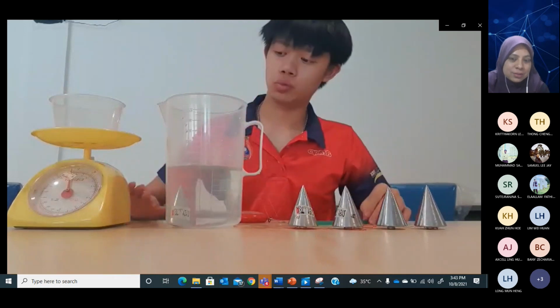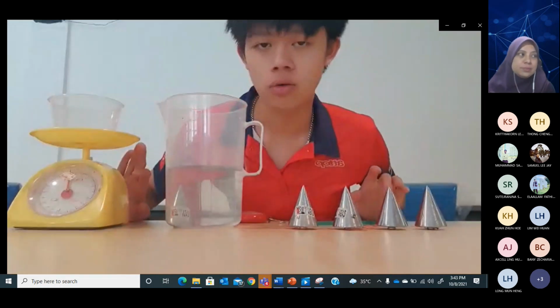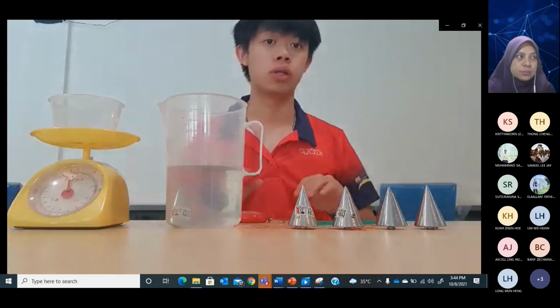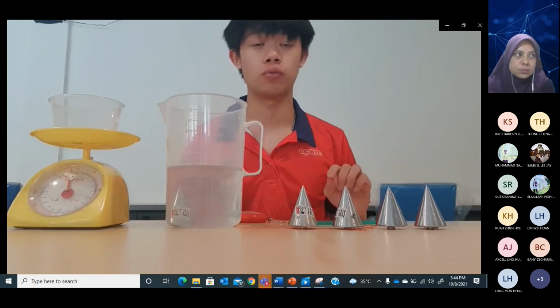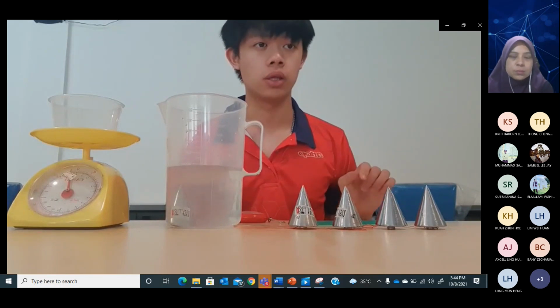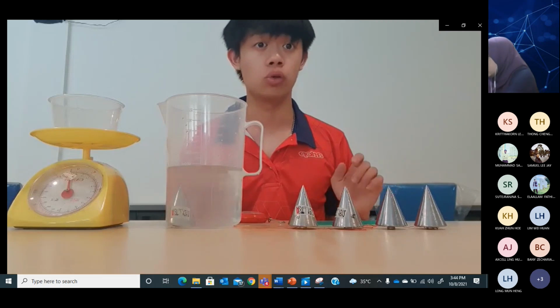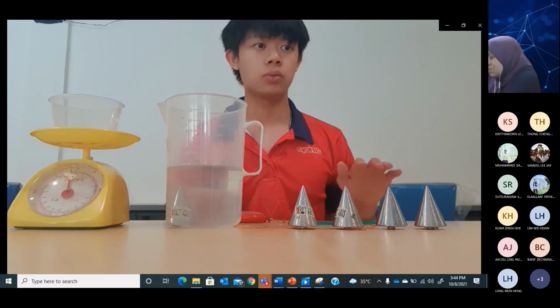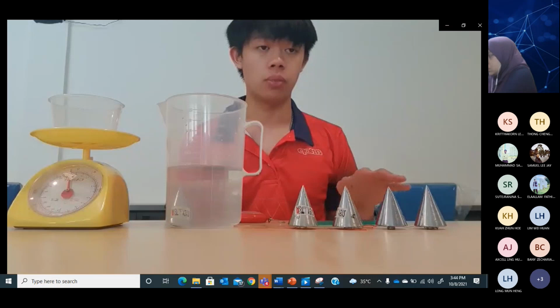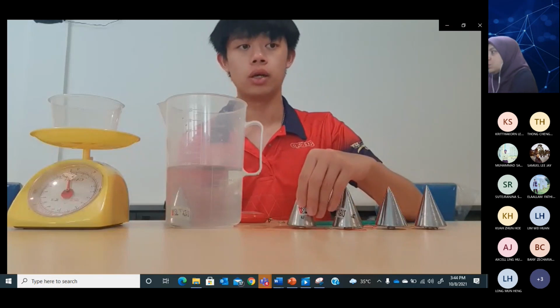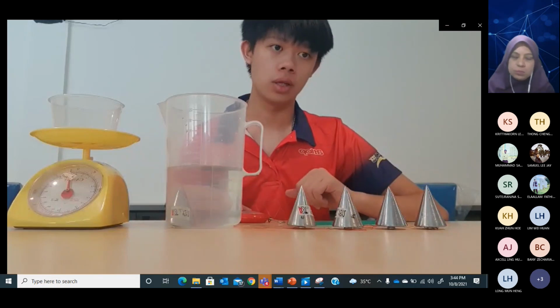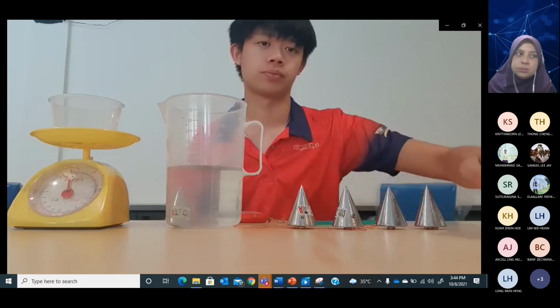After that, we measured the mass of the water displaced and convert the mass into the volume. So the buoyant force is calculated by using the equation F equals ρVg. The previous step is repeated by increasing the number of conical metals. That's the end of the experiment. Thank you for listening.